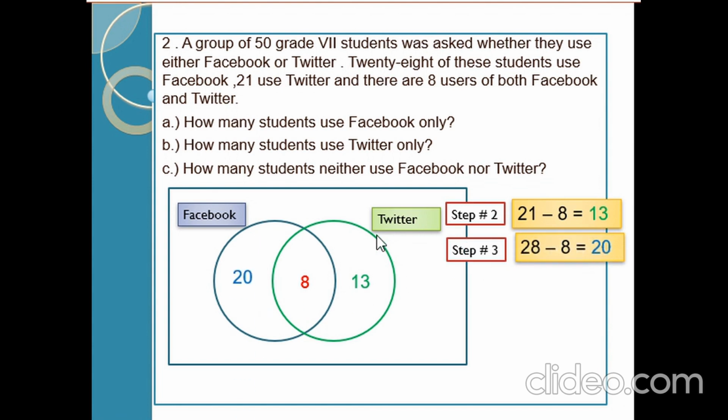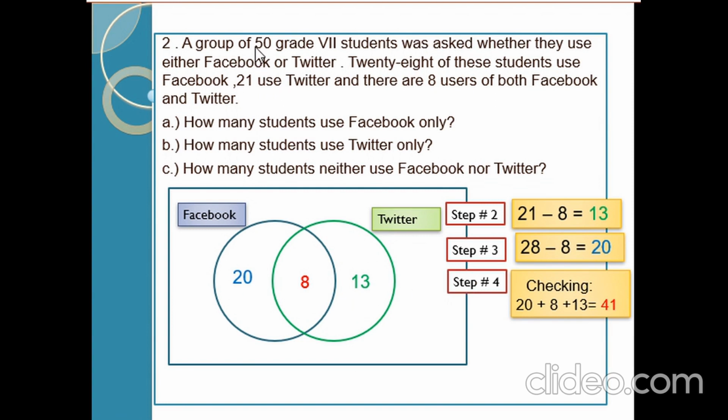So that's it. The total minus 8. 20. Now next is to add these three numbers. Let's see if we will get the total of 50. So it's not yet 50. It is only 41. So what should be the next step?